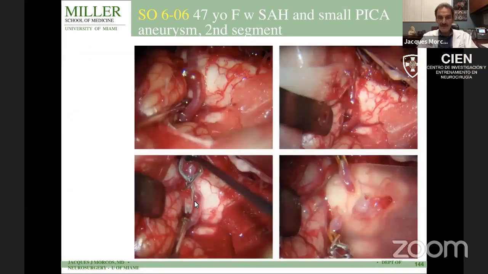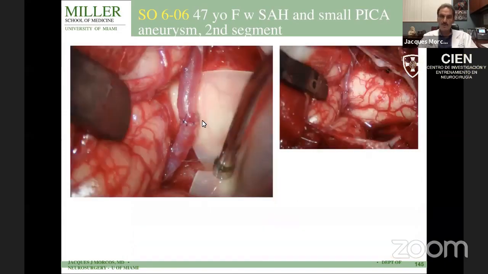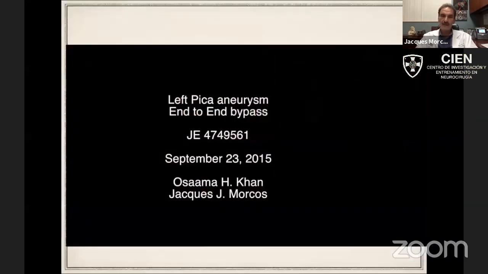I tried to clip it. It's 270 degrees around the vessel. Therefore, it's not clippable without leaving a residual. So very simple: cut the whole artery off and do an end-to-end anastomosis, which is what I did here.